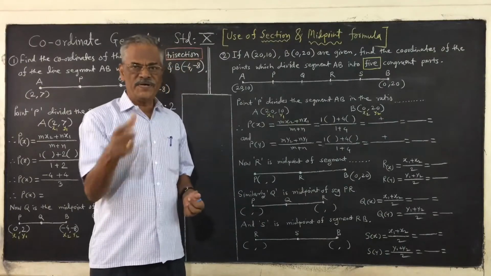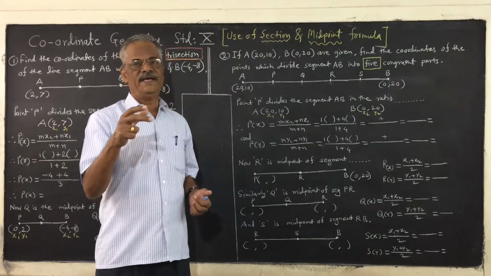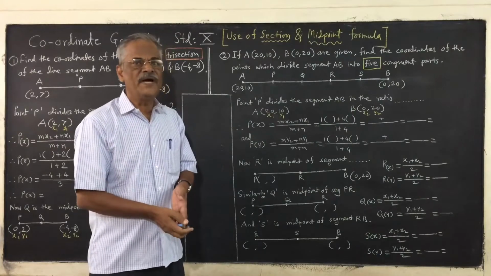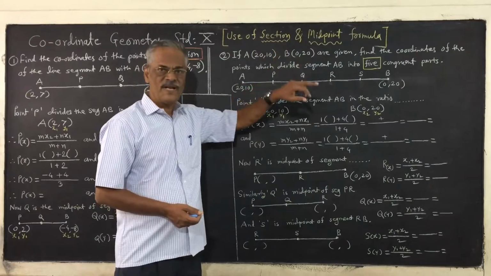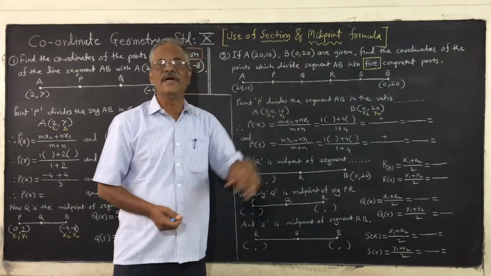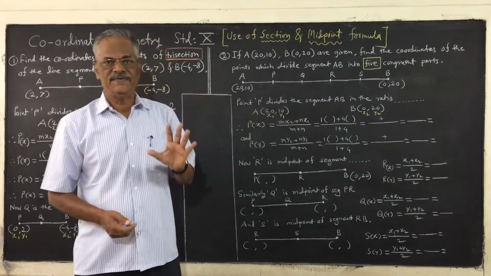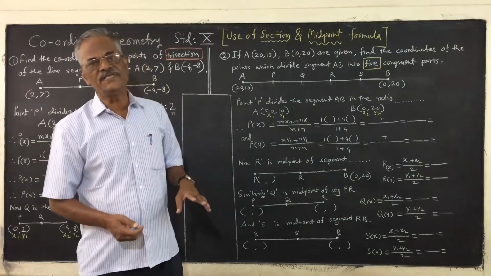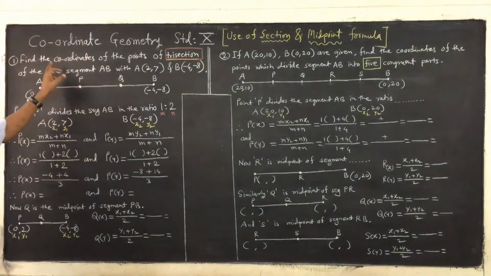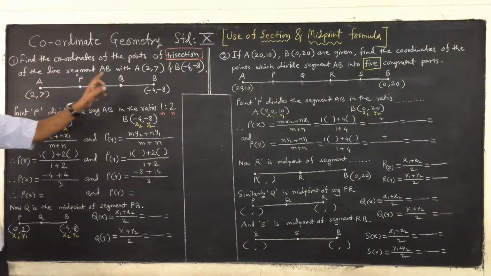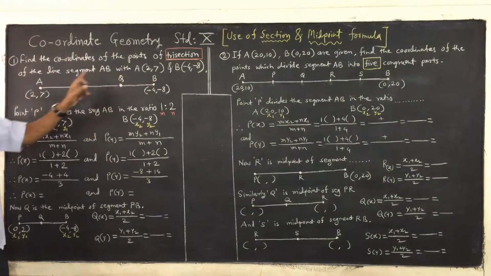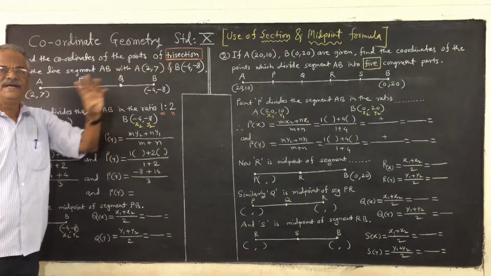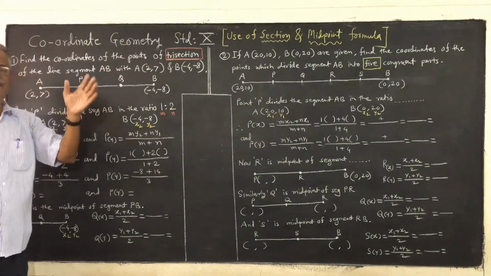आपण कोऑर्डिनेट जॉमेट्रीमध्ये एक महत्त्वाचा मुद्दा आपण पाहूया. That is, use of section formula and midpoint formula together. Let us see very interesting two examples today. First example, 2 points are given A and B and segment it is trisected. 3 equal parts are there.